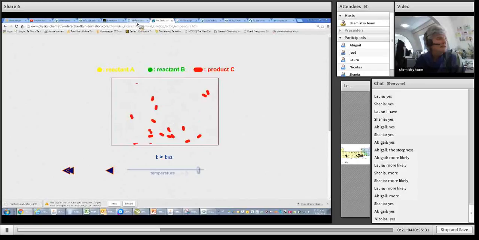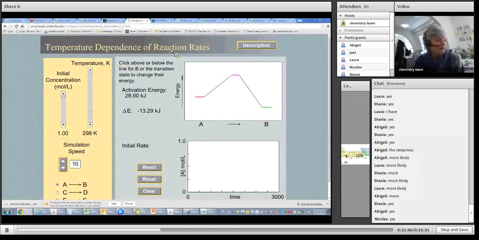Here's another one that does temperature. And this one is useful because I can change the activation energy. The reason being, we've looked at temperature now, a catalyst, if I add a catalyst, what happens is it gives another pathway for the reaction to occur that needs a lower activation energy.